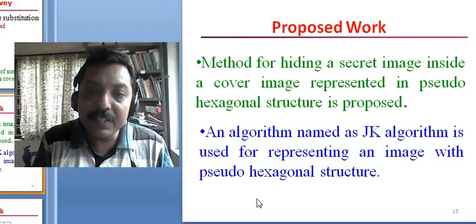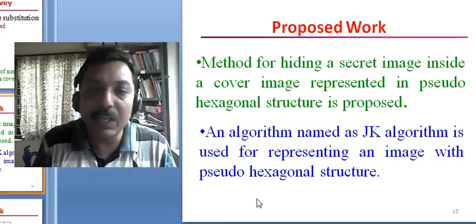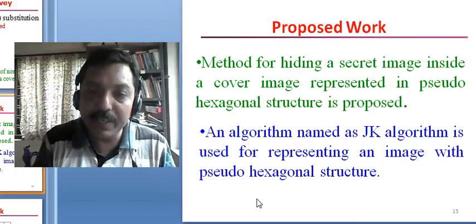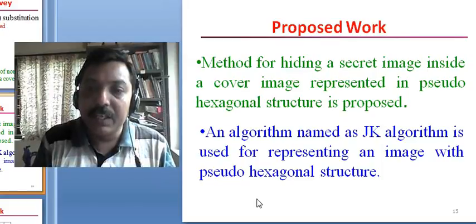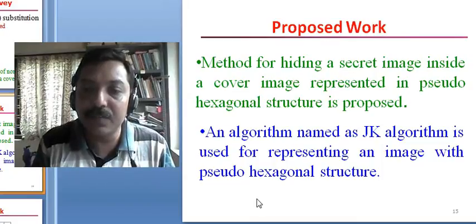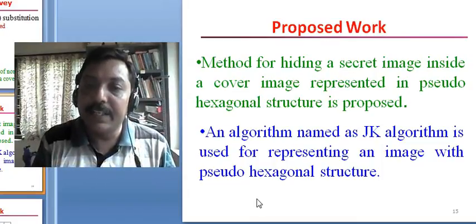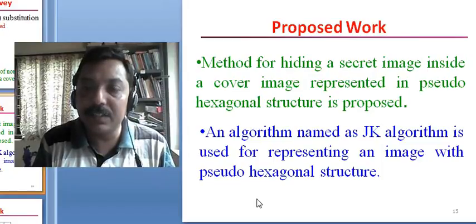And also we are using an algorithm which is termed the JK algorithm, and this algorithm is used to create a pseudo-hexagonal structure from a normal or conventional image. In this algorithm, the letter J represents the first letter of the first author, that is G1, and K represents the first letter of the second author, that is Krishna Kumar. And this JK algorithm is for generating a pseudo-hexagonal structure, and it is not for hiding. The technique is used only for generating the pseudo-hexagonal structure.